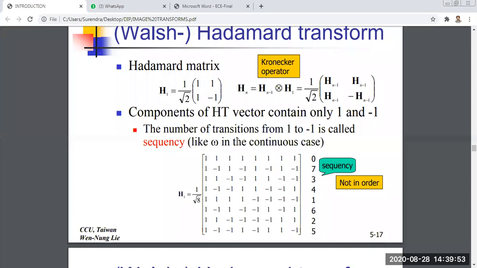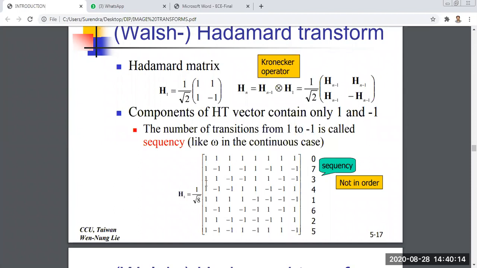In this sequencing number, we count transitions from 1 to minus 1. Suppose in the first row, is there any change from 1 to minus 1? No change, so it is represented as 0. In the second row, 1 to minus 1, 1 to minus 1, 1 to minus 1. How many times changed? 7 times.